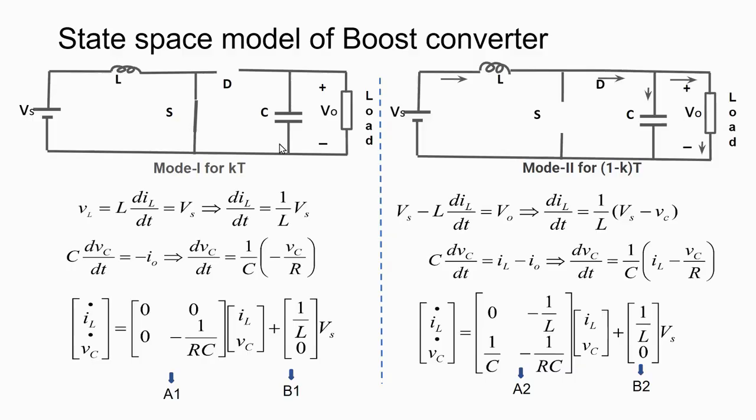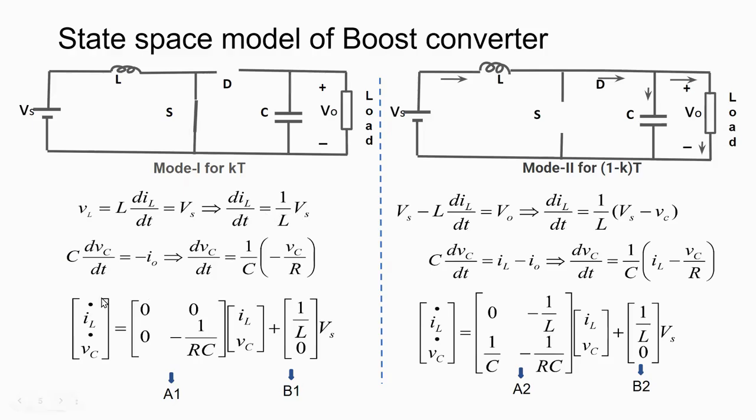Now, let us consider mode 1. In this mode 1, the switch is in the on condition. So, there are two energy storage elements, L and C. The current through the inductor is considered as one state variable, and the voltage across the capacitor is taken as the other state variable. So, in order to get the state equation, we need dIL by dt and dVc by dt. During mode 1, we can write VL equal to L into di by dt, which can be rewritten as dIL by dt equal to 1 by L into Vs.